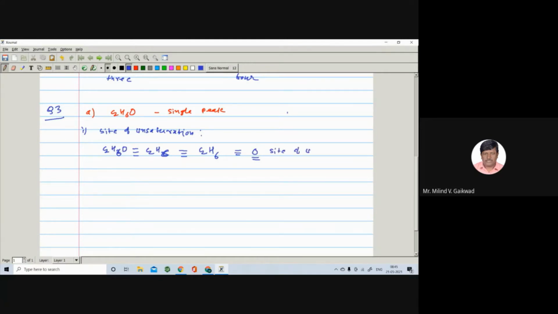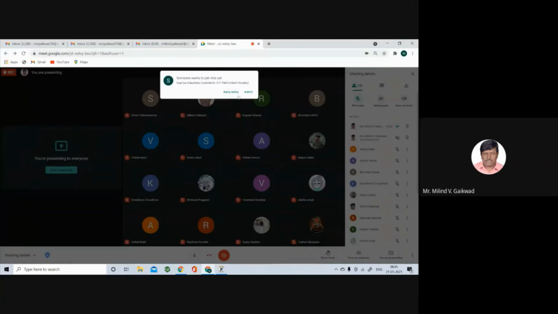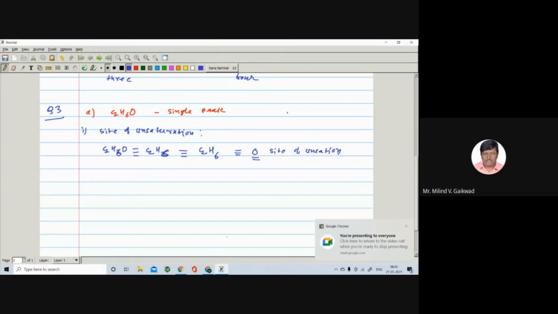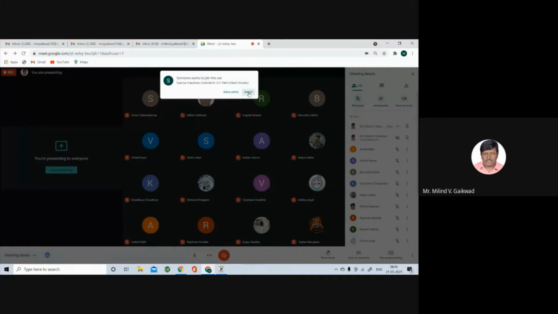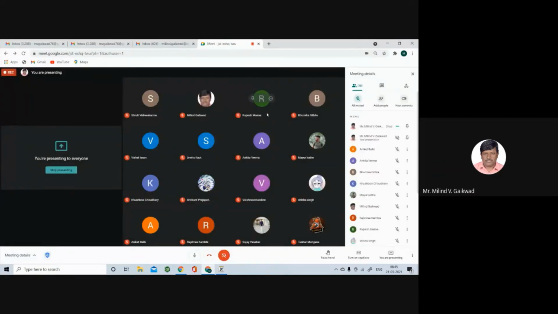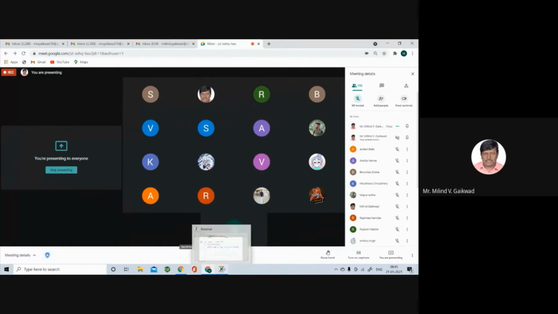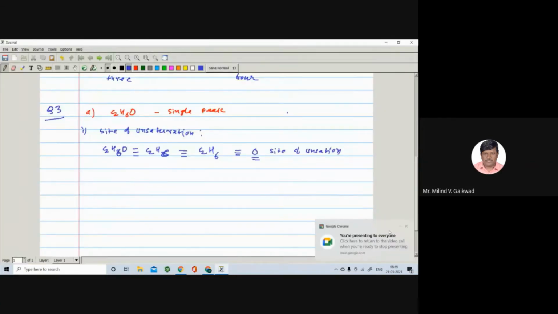0 sites of unsaturation. So you have to write the structure in such a way that it should not contain a double bond or maybe a triple bond or maybe a ring also. Okay. So here we have to find out the structure of the compound. Okay, we have to find out the structure of the compound. Now it does not have a site of unsaturation.